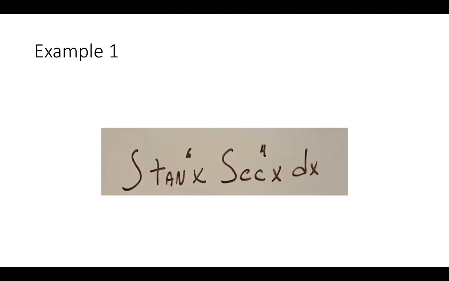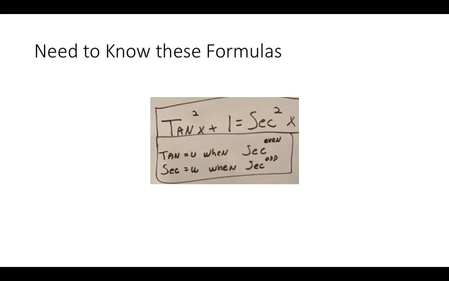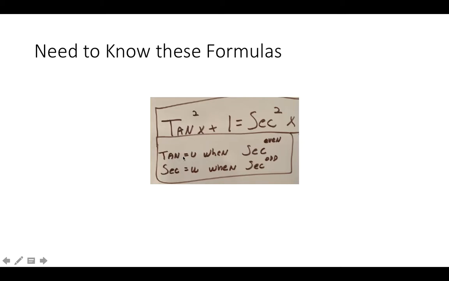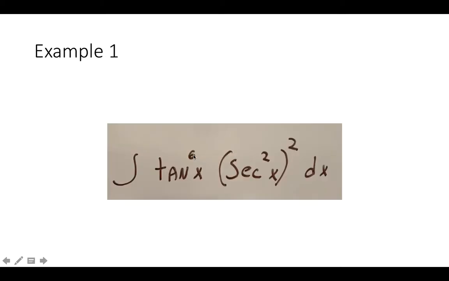The question is asking us: what is the indefinite integral of tangent x to the sixth power multiplied by secant x to the fourth power dx? So what do we want to do? We have an even exponent of secant, see the 4. So we know that we're going to make u equal to tangent. So let's try to do that.